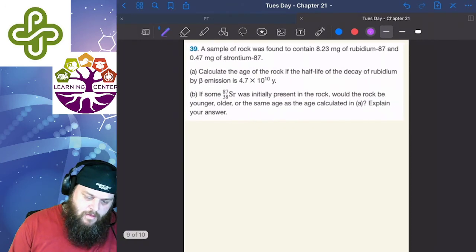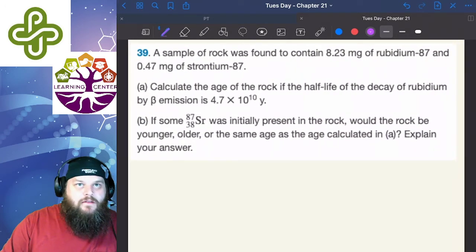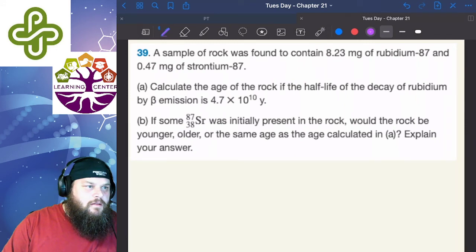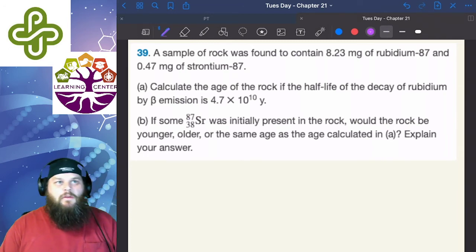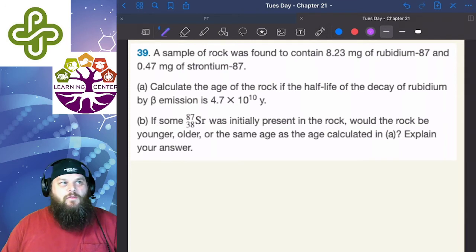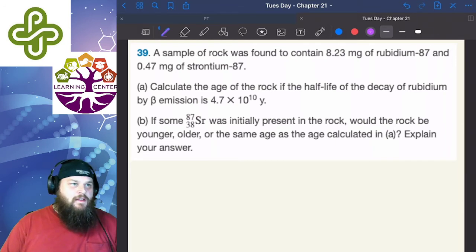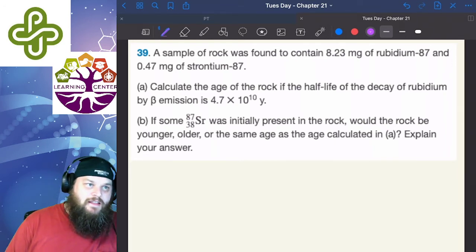Number 39. So this is asking us to do a few different things. We have a sample of a rock, which was found to contain 8.23 milligrams of rubidium-87 and 0.47 milligrams of strontium-87. So we want to calculate the age of the rock if the half-life of the decay of rubidium by beta emission is 4.7 times 10 to the 10 years.